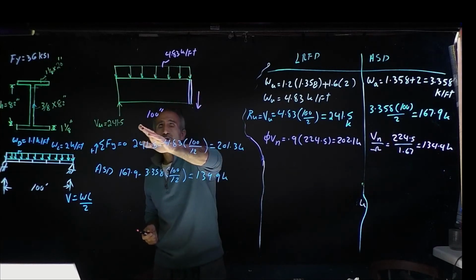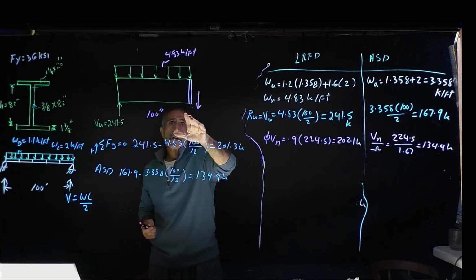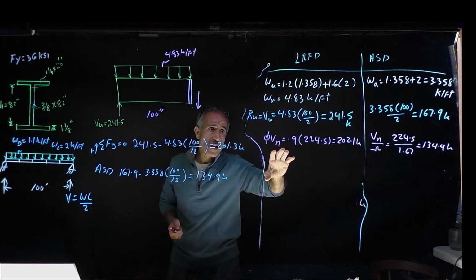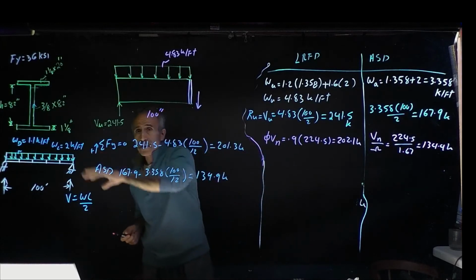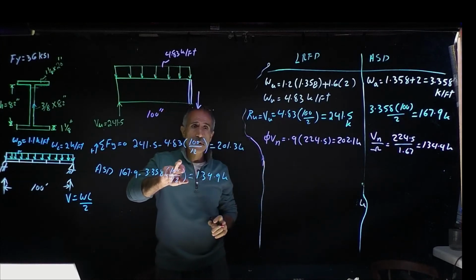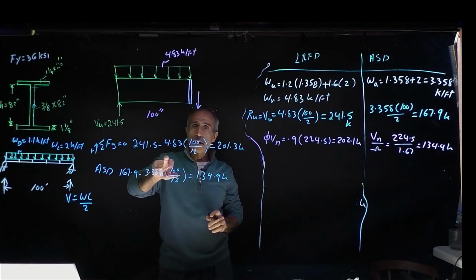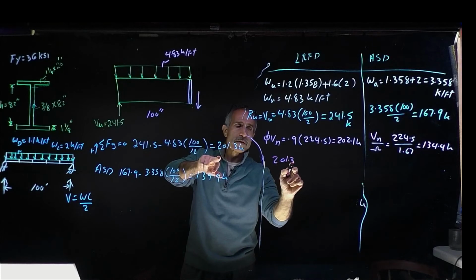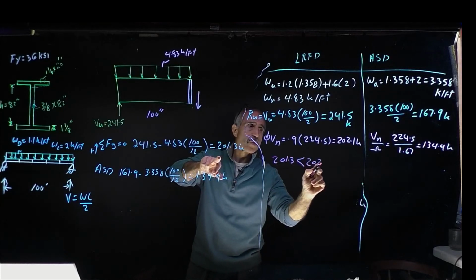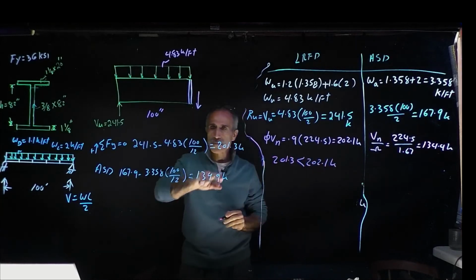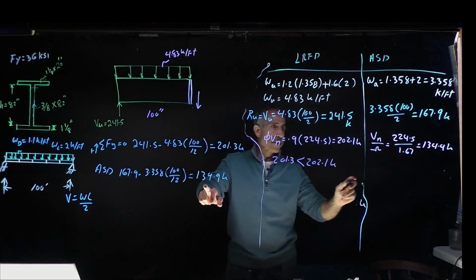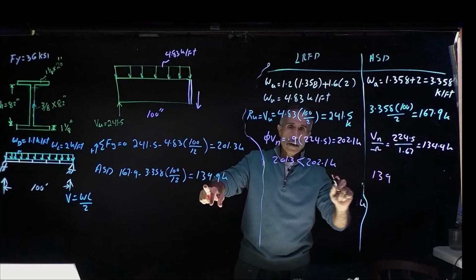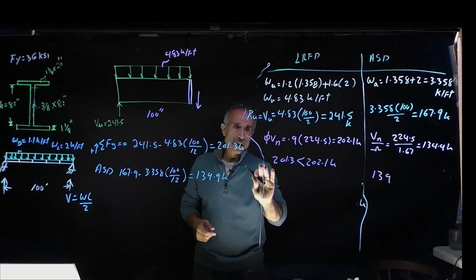100 inch away from the support. And hopefully this is less than the shear capacity of the girder. So we're going to say, okay, this comes out to 201.3, which is less than 202.1 kip, way too close. I don't like that. This one comes out to 139.9.